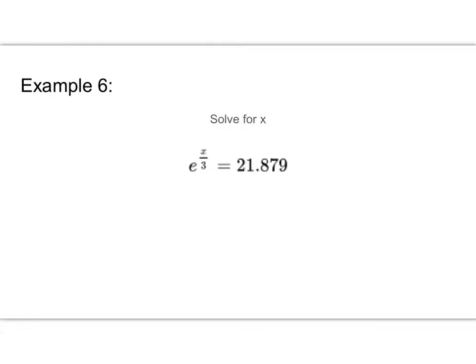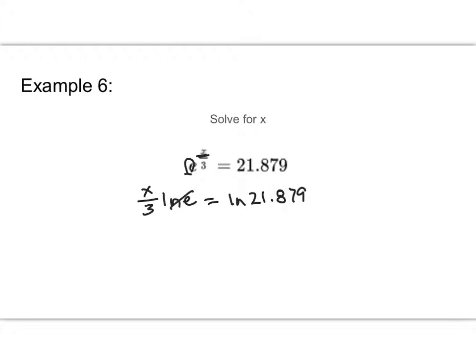All right, now let's try solving with logs. I have e to the x over 3 equals 21.879. I need a way to undo this because I have this variable in the exponent. So I need a way to undo the exponential. So that means I'm going to take the log of both sides. And that's going to bring my exponent down. So x over 3 times the natural log of e. But because I take the natural log of one side, I need to do the same thing to the other, or I won't have a valid result.